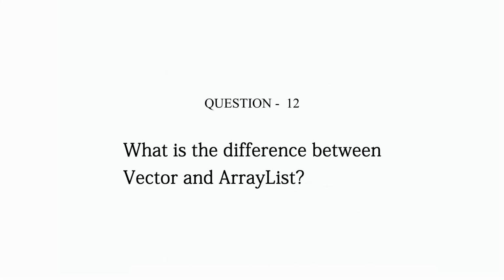Then we have another question. What is the difference between vector and array list? Every method present in ArrayList is non-synchronized. Every method present in Vector is synchronized. At a time, multiple threads are allowed to operate on an ArrayList object, and hence ArrayList is not thread safe, of course.